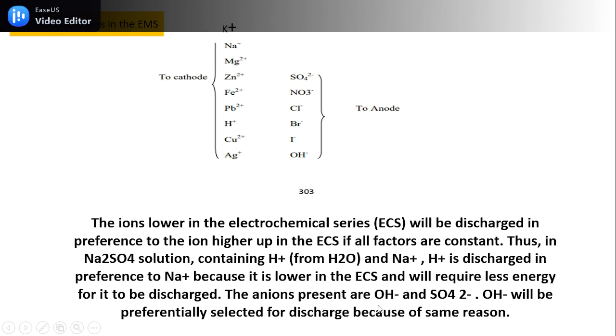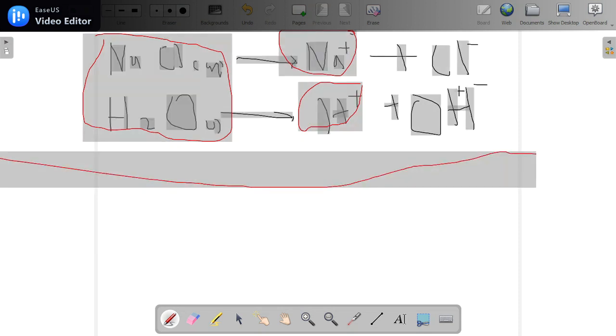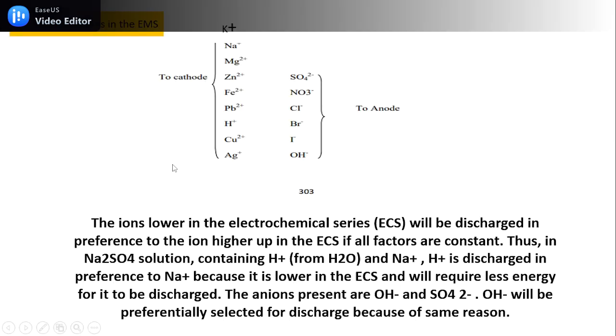The ions present are these. OH minus will be the potential discharge because of the same reason. So now let's take a practical example of that. What are the electrolytes involved, the compounds involved? We have Na2SO4, so let's use that here, so that they can be compared. So Na2SO4, we have this here. So what's stated here?